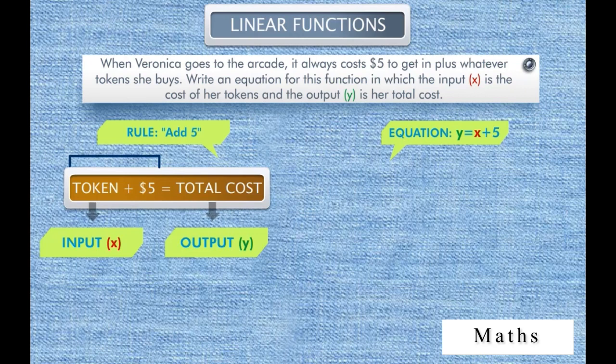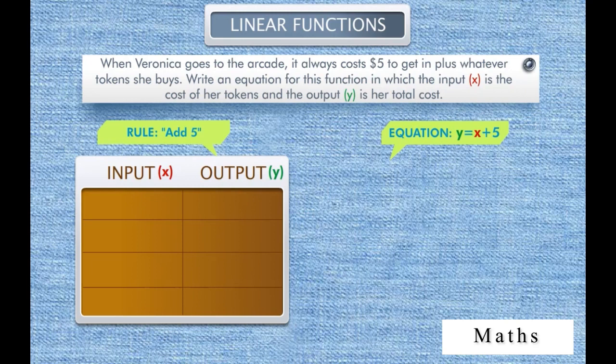Let us make an input table for this linear function for some of the inputs. x equals 2, x equals 5, x equals 3, and x equals 1 as the input. As we know, the output is to add 5 to every input. We get the input-output table as shown.